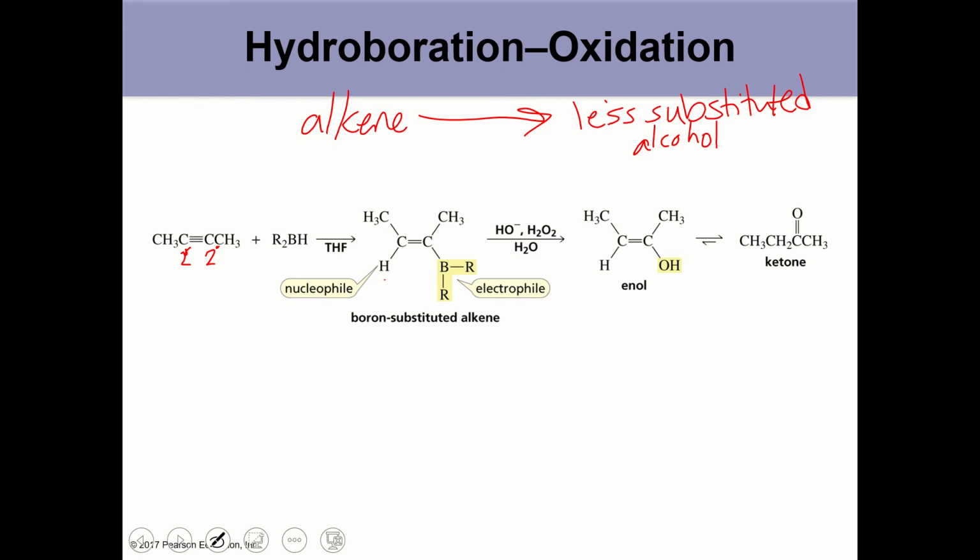But in the end, the trans substitution doesn't matter because it tautomerizes to the ketone, which doesn't have cis or trans identity. But the point is that this is a symmetric alkyne. Internal alkyne equals equally substituted carbons, so there is no more substituted carbon. So what we end up with is a ketone because there is no less substituted carbon for the hydroxyl group to bond to.